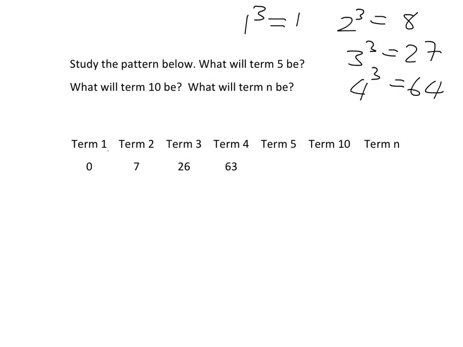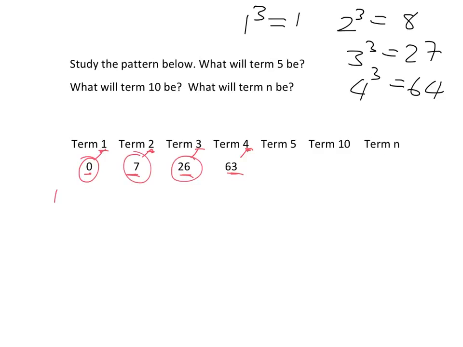If we're looking here, what's the relationship between the term number and the actual number itself? Term 1, so for the 1, it maps to a 0. For the 2, it maps to the 7. For 3, it maps to the 26. And for 4, it maps to the 63. Can you see what it is? This number is just one less than the cube each time.